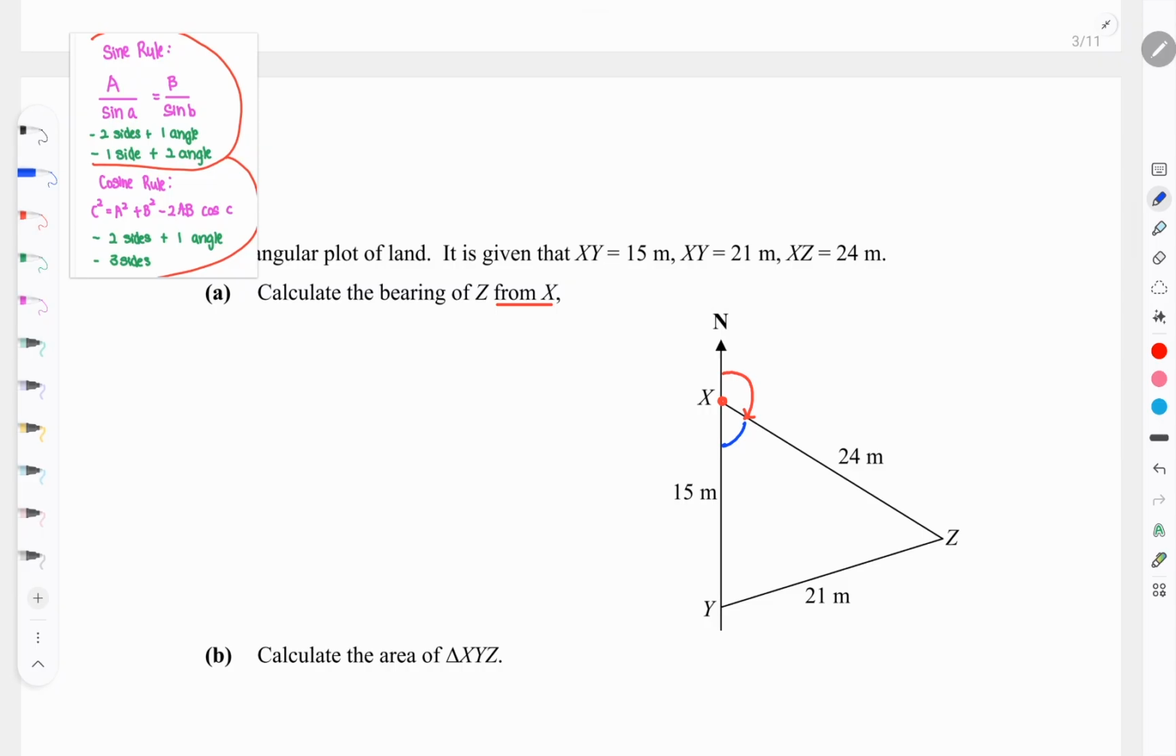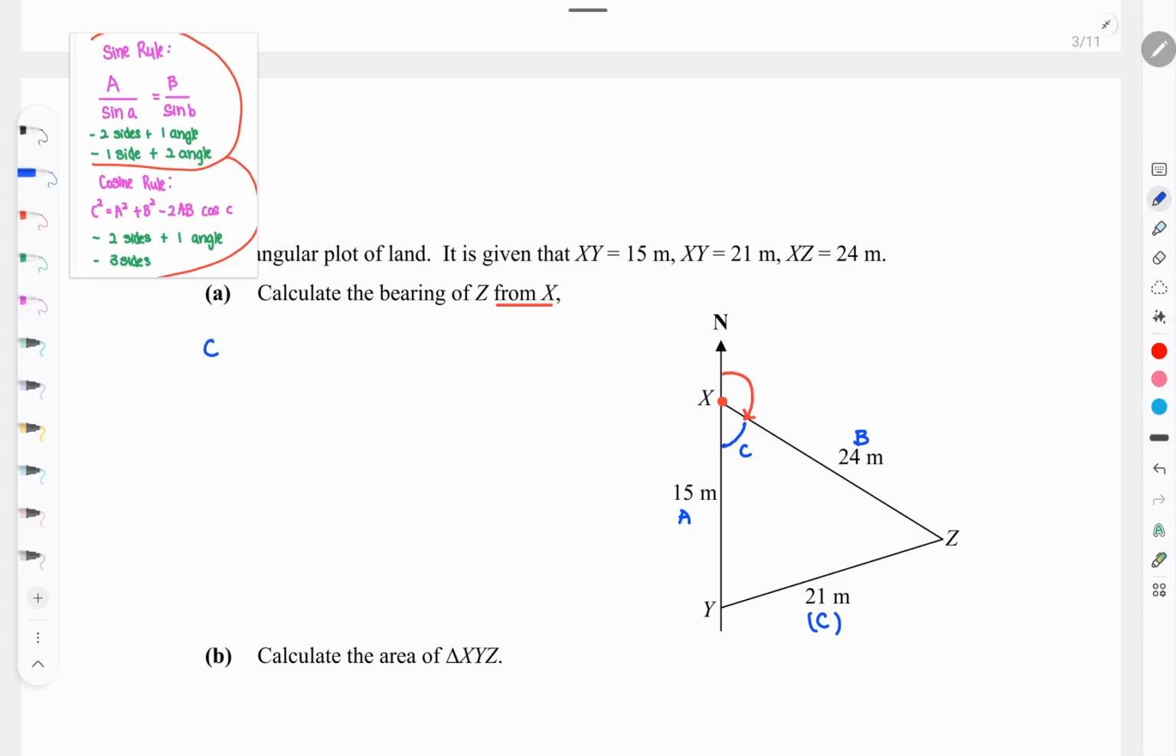Okay, and the only one that I can use here is my cosine rule. So I will treat this angle that I want to find as C. Okay, so which means my capital C will be 21 meter. A and B can be either one. It doesn't matter. So I'll just put 15 as A, and 24 as my B. Okay, I plug it into the formula.